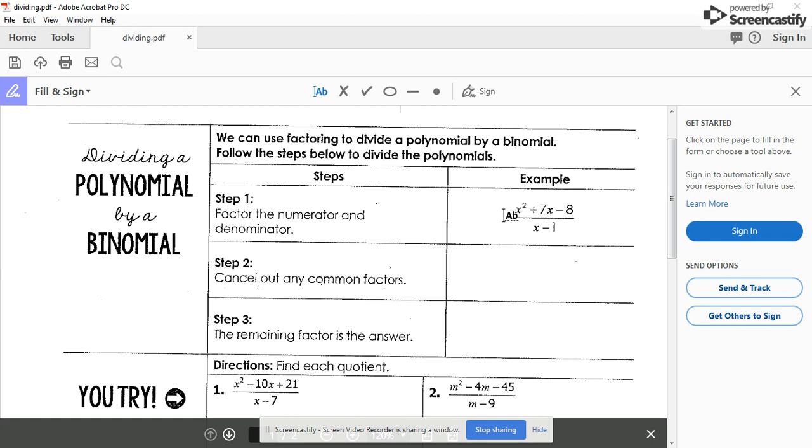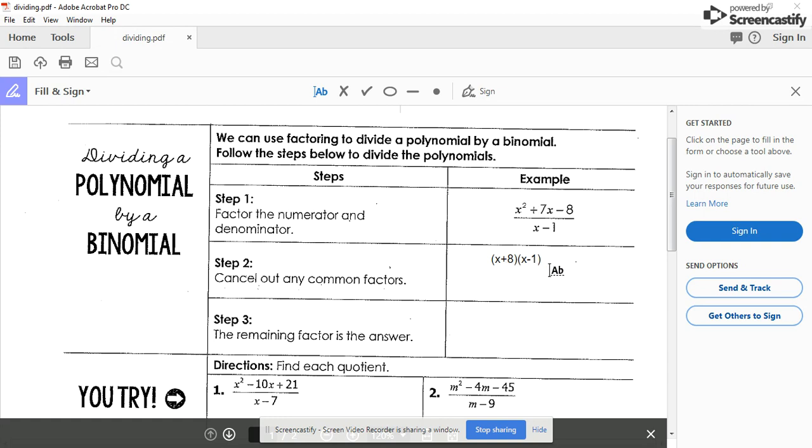So starting with the numerator, it's a trinomial and the leading number here is a 1. So we're thinking what two things multiply to become -8 and add to become 7. Thinking about it, let's see, it's +8, so x plus 8, and -1, right? Because 8 times -1 is -8. 8 plus -1 is 7.